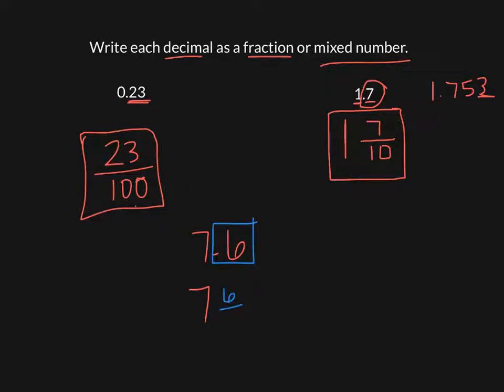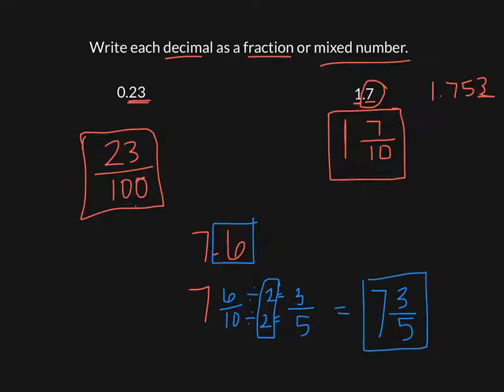This shows 6/10. Now to simplify a fraction, I'm looking at, can I divide the numerator and the denominator by the same number to simplify it? Okay, so I know that 2 goes into both 6 and 10. So 6 divided by 2 would give me 3. 10 divided by 2, so this has to be the same number. I have to divide them both by the same number if I'm simplifying. Okay, 10 divided by 2 is 5. Now, I know 3 and 5 are both prime, so I cannot simplify them any longer. So my answer is going to be 7 and 3/5. That would be an example of a fraction where I would have to simplify.